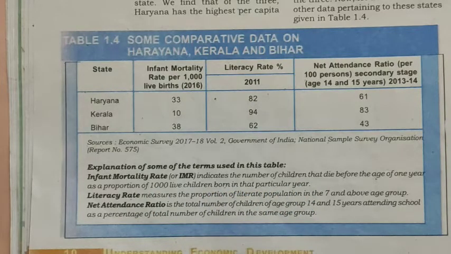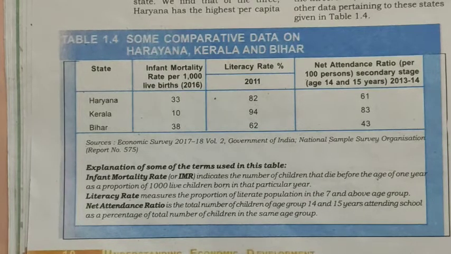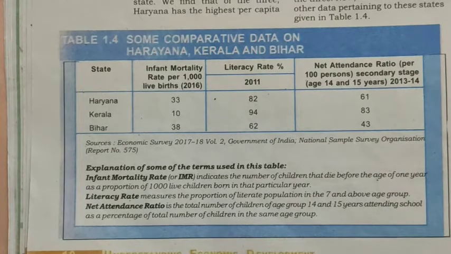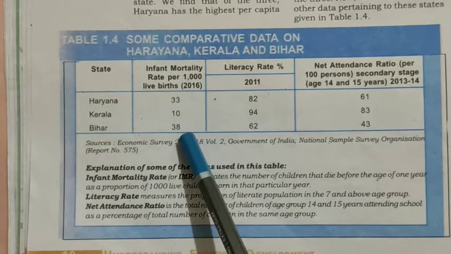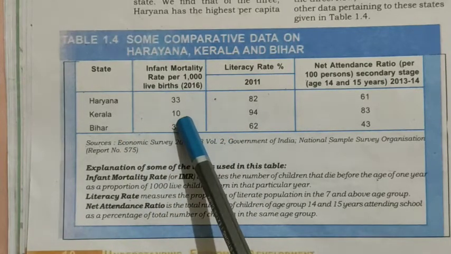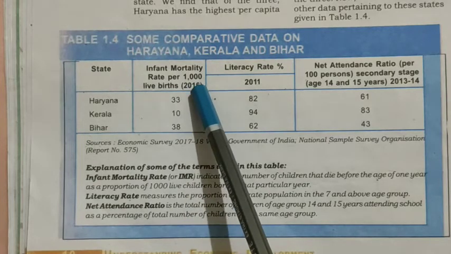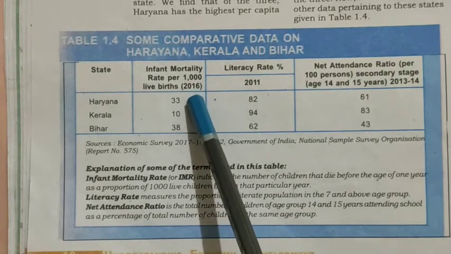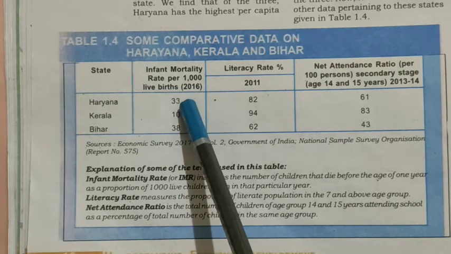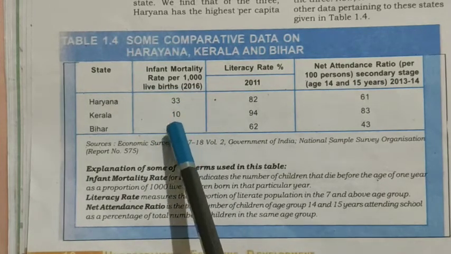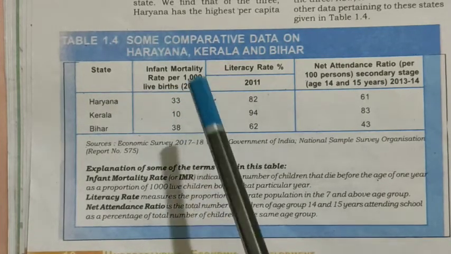So, infant mortality rate is the number of newborn children that are dying before 1 year of age out of 1,000 live children that are born in a year. It does not include the child that dies before they are born. So, as per the given table, you can see that Kerala has 10 children dying out of 1,000 children that were born in 2016. And Haryana has 33, Bihar has 38. So, Kerala has the least children dying.